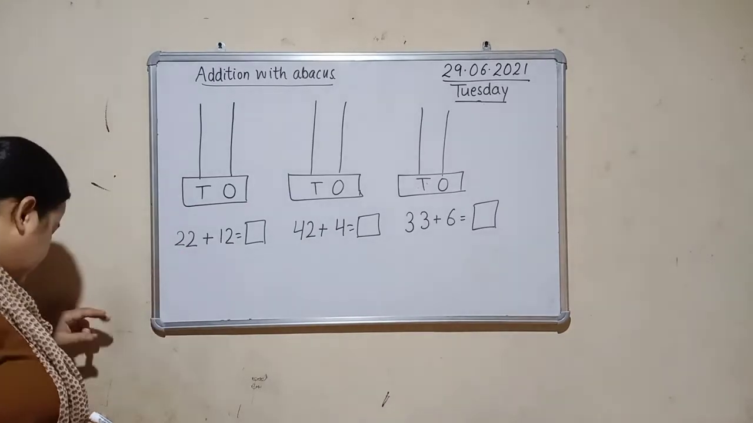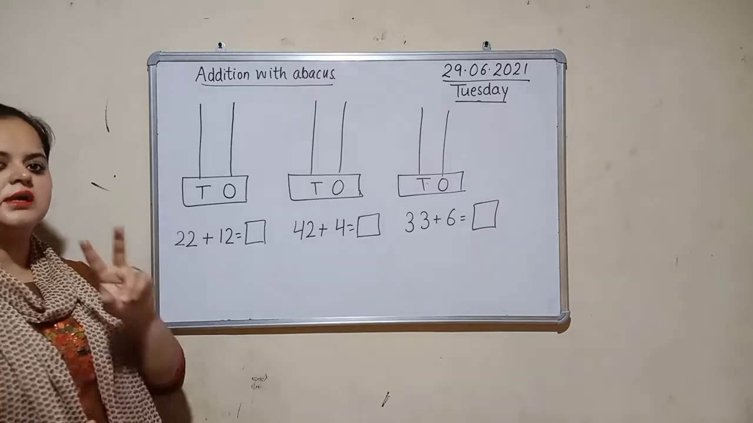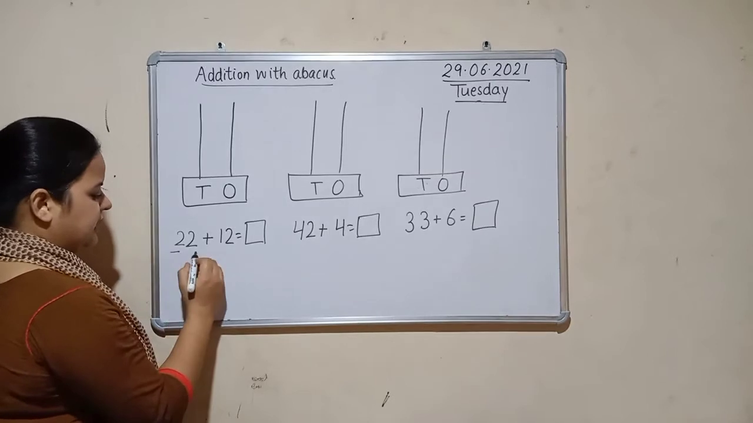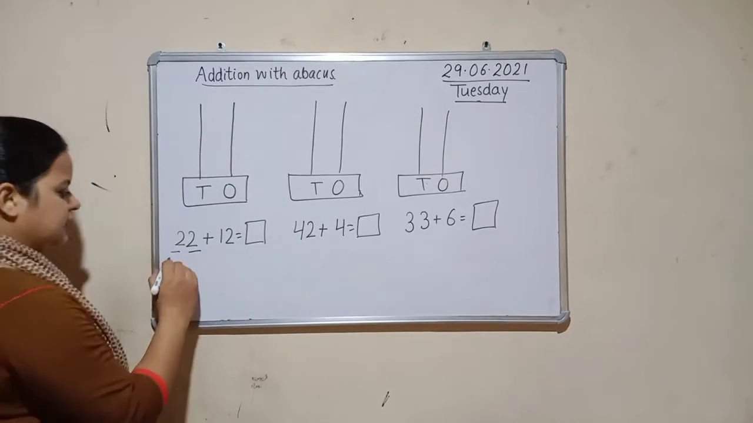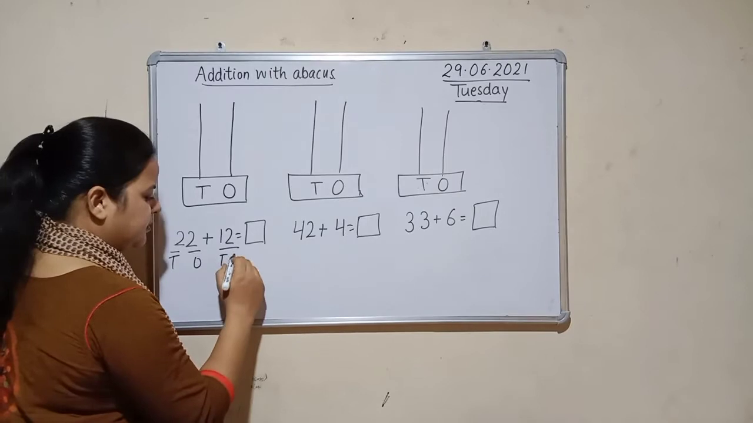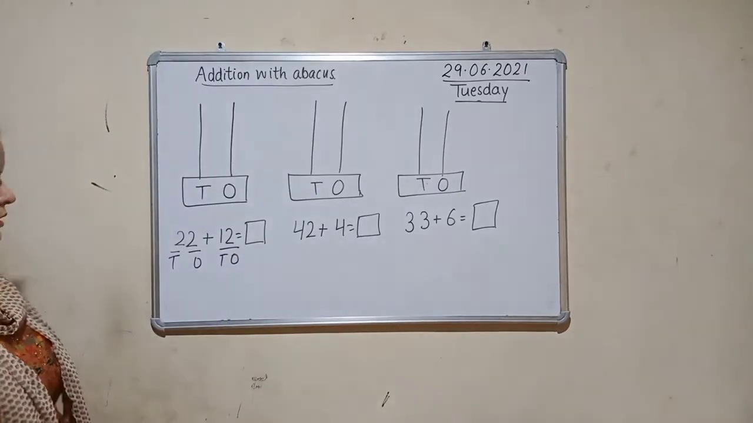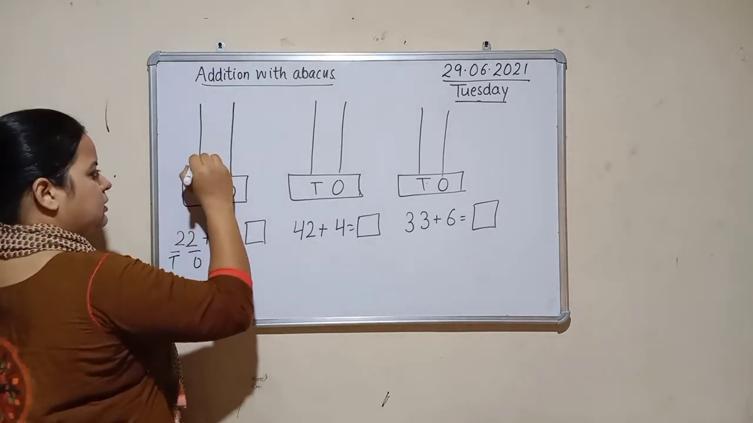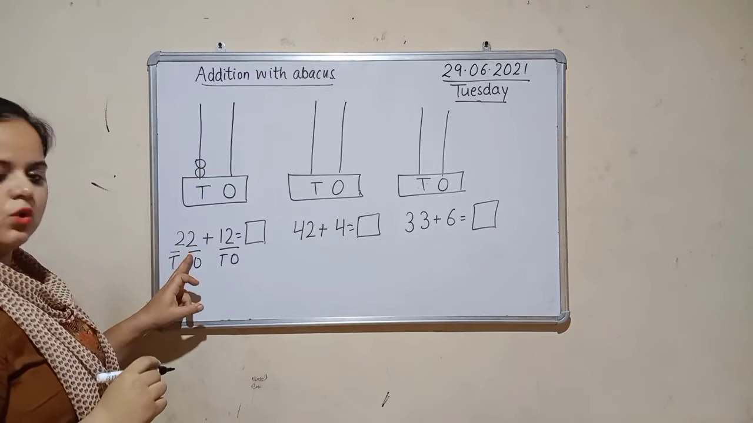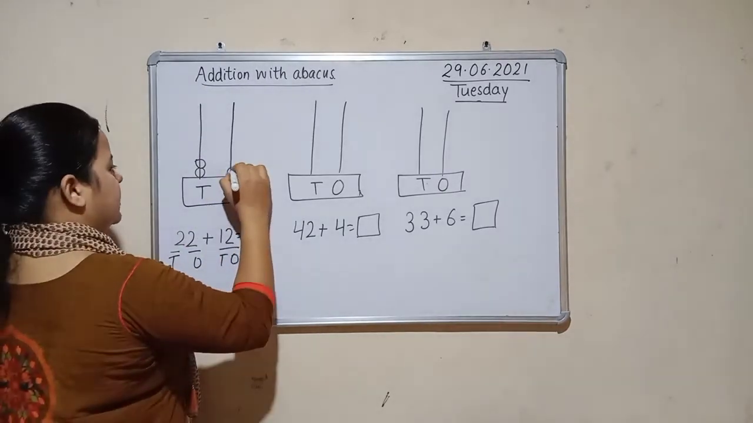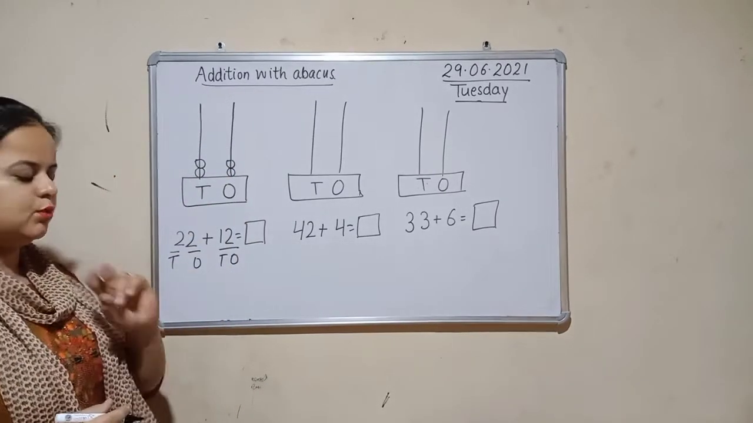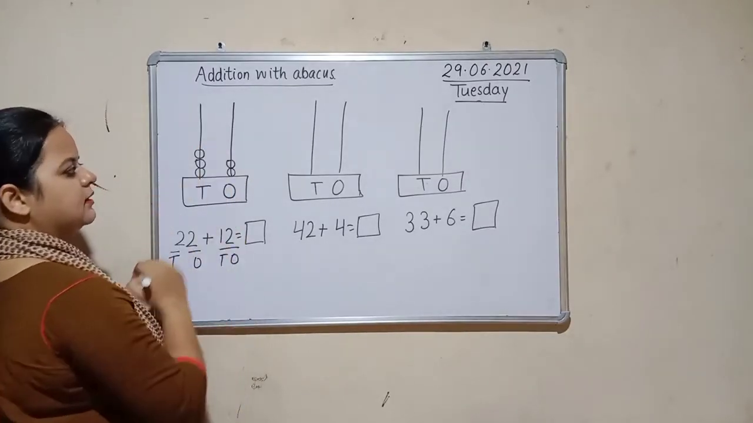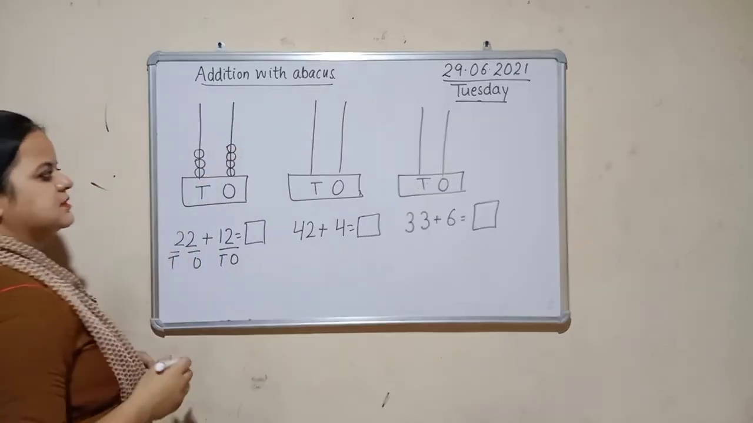Here we have 2 numbers and both are 2-digit numbers now. Okay, 22. This is tens and this is ones. Tens, ones. In this number, tens and ones. Okay, here is 2 on tens side. We will draw 2 beads here. 2 on ones side. Here again we will draw 2 beads. Okay, 1 and 2. 1 on tens side and 2 on tens side.